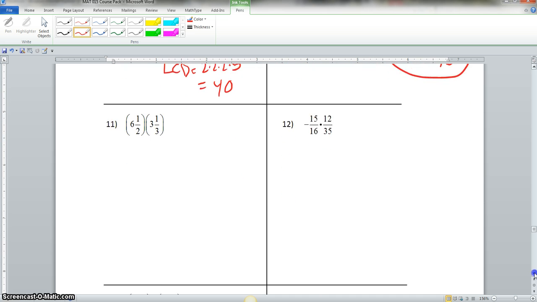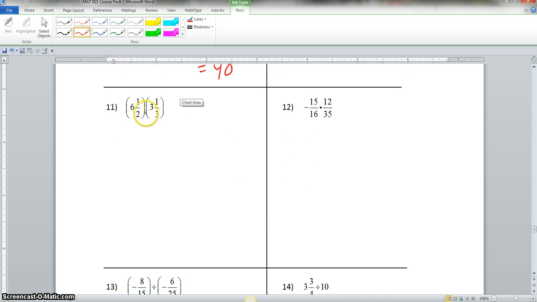Now we go down here to problem 11. We have 6½ times 3 1/3. Remember, we must change these mixed numbers to improper fractions. So first of all, we know our denominators are going to remain the same. So our denominator will still be 2 here and 3 here. So our numerator, 6 times 2 is 12 plus 1 is 13. 3 times 3 is 9 plus 1 is 10.